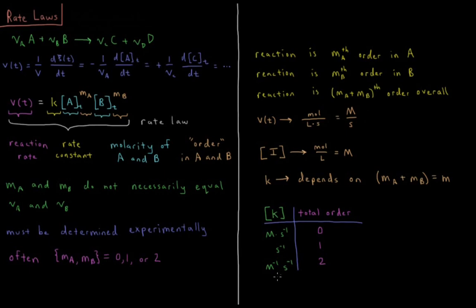And other orders would have other units of k, just whatever you need such that molar to that power times k gives you molar per second. So these are rate laws, and we'll now move forward looking at how we can determine these and some other things that this will tell us about our reaction.